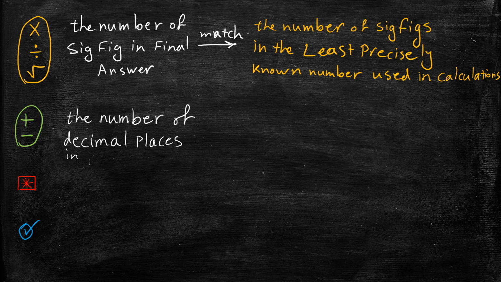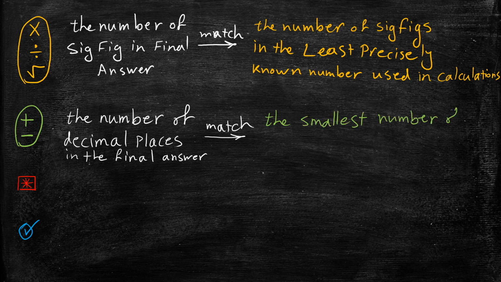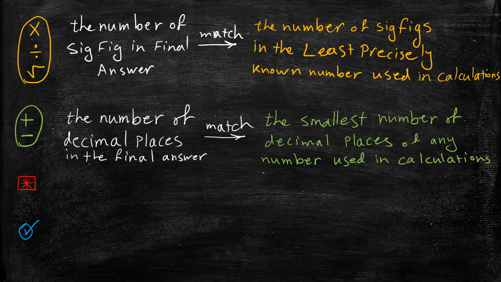And the number of decimal places in the final answer should match the smallest number of decimal places of any number used in the calculations.